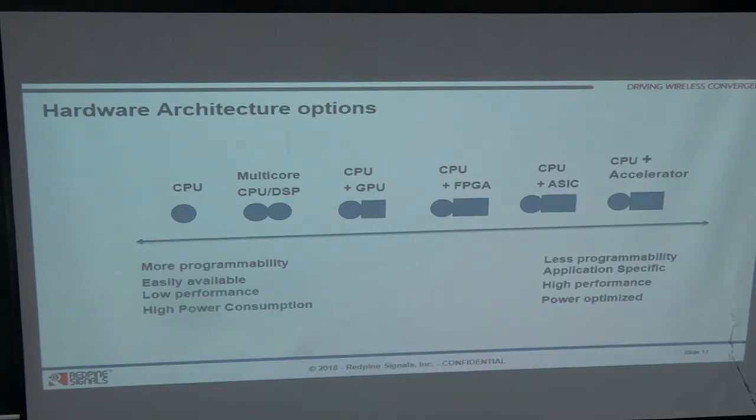So on the left here, you have programmability. On the right side, you're losing that. It's more application specific. CPUs have been around for 20 some years, so it's very easy to get hold of them and run algorithms. The performance typically tends to be low on this side, and power is high, whereas over there, you have high performance, and you can also optimize for power.